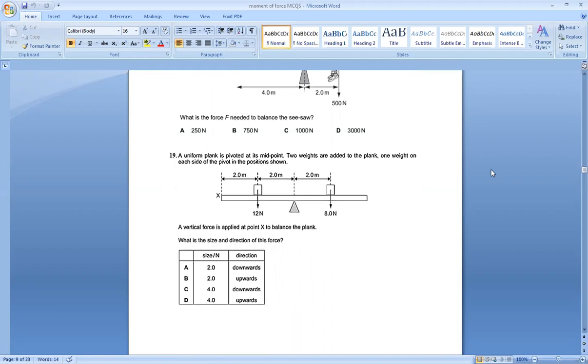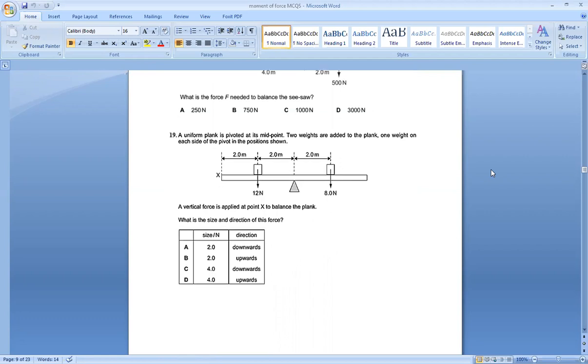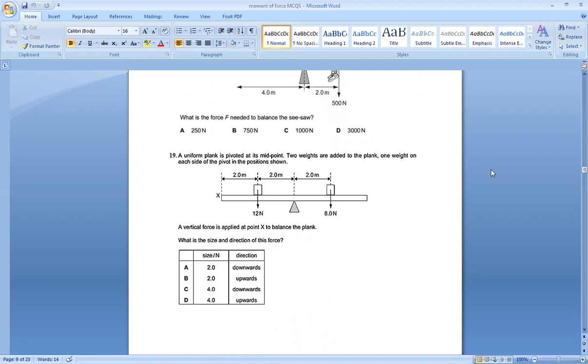You have to check by calculation. Maybe sometimes I'm wrong. I'm doing it orally. That's why sometimes I might give a wrong option during the calculation. So please check your calculation as well.